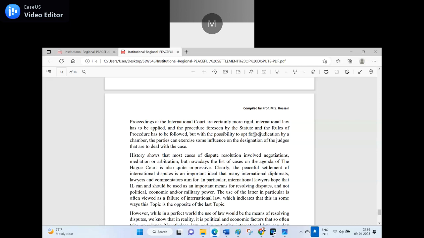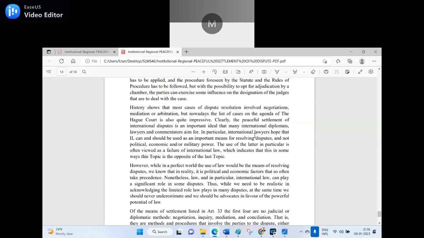So this topic is in some way the opposite of the last topic. Here I want to say that either you follow the international legal instrument or you follow any other method. But the aim of the parties is an amicable solution of the dispute in a peaceful manner. However, while in a perfect world the use of law would be the means of resolving the dispute, we know that in reality political and economic factors so often take precedence.